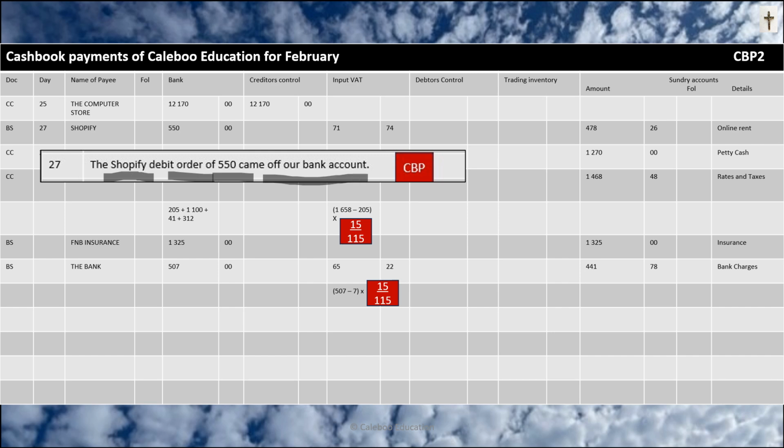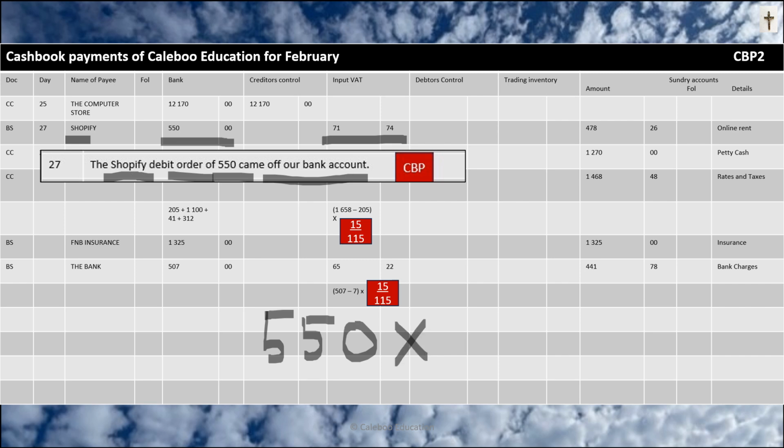We need to record it in our books. So under name of payee, we got Shopify. The amount was 550. I need this platform in order to operate. So it's a standard rated item. I can claim input VAT, and what we say is 550.